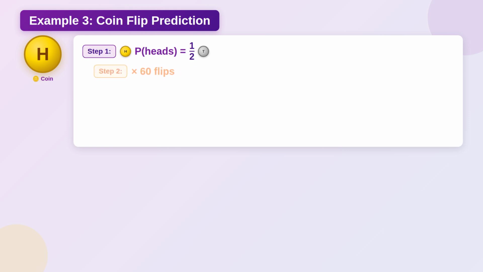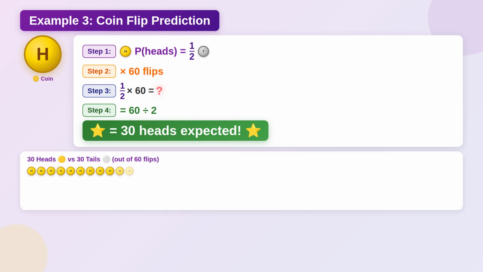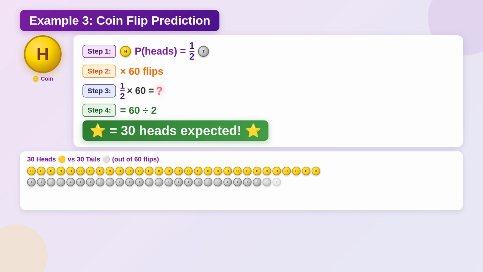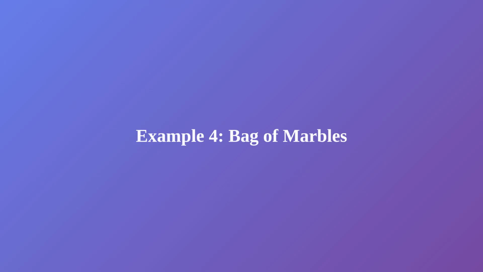Maya's little brother asks her, if I flip a coin 60 times, how many times will I get heads? Maya knows exactly what to do. The probability of heads is 1/2. There's 1 heads out of 2 possible sides. Now multiply 1/2 times 60. 1/2 times 60 equals 60 divided by 2, which equals 30. Maya tells her brother to expect heads about 30 times out of 60 flips. He actually flips it and gets 28 heads. Super close. That's experimental probability meeting theoretical probability in real life.